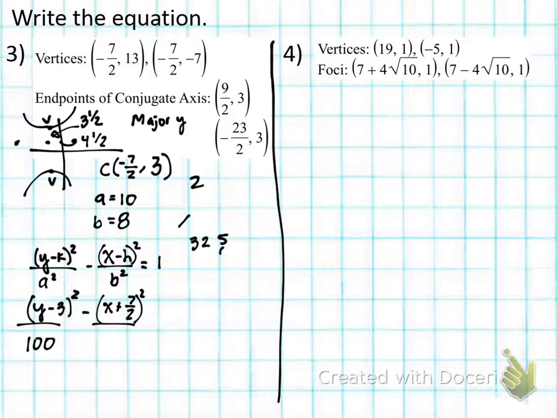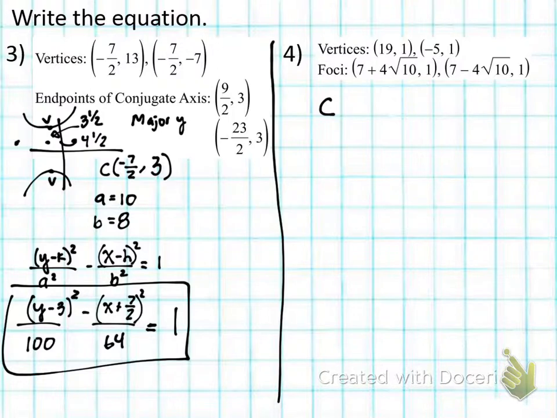I don't know what's going on here. Let me fix this. Oh, I see what's going on. Which is all equal to 1. Okay? So that's how you do that first one, okay?